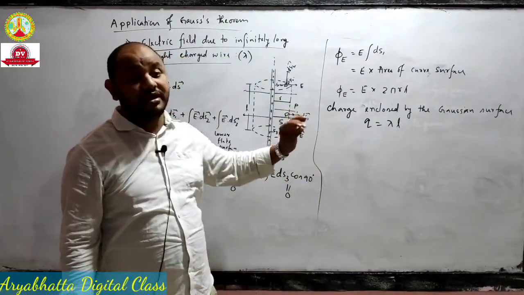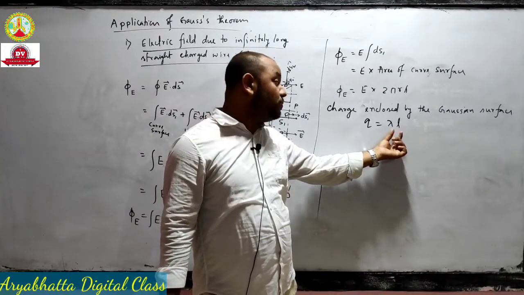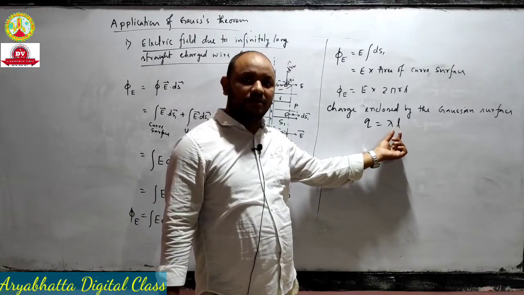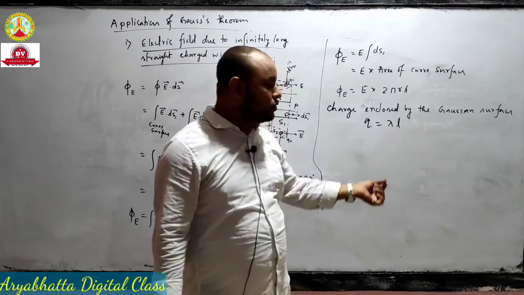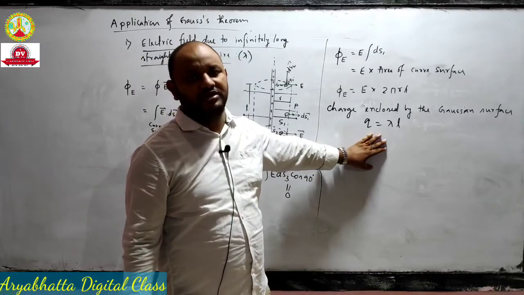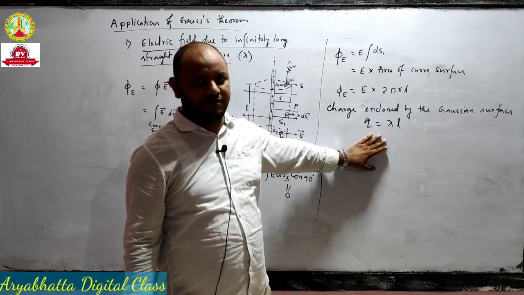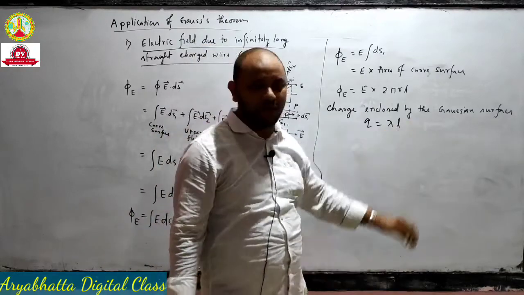If there is L length inside the cylinder, then how much charge will be enclosed by the cylinder? The charge enclosed by the cylinder will be equal to lambda into L. Okay, this is the charge enclosed by the cylindrical surface, or you can say the Gaussian surface.